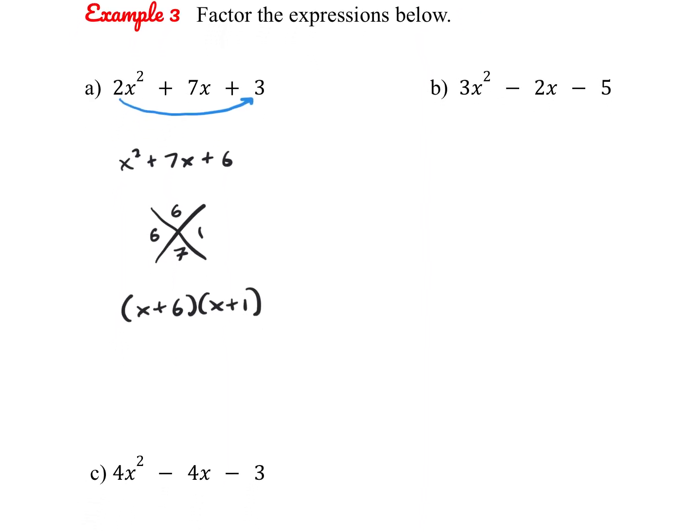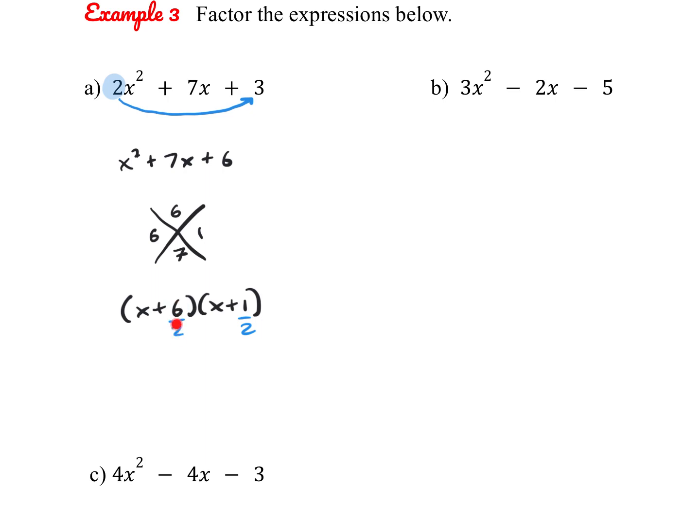So with this method, it's really important that you don't stop here, because if you do, look at our first step of FOIL. x times x is x squared, not 2x squared. So there's definitely an issue here. This is not done. So here, since we multiplied by 2 at the beginning, we're going to divide both of these by 2 at the end. So again, this is just a method that happens to work for these types of problems.